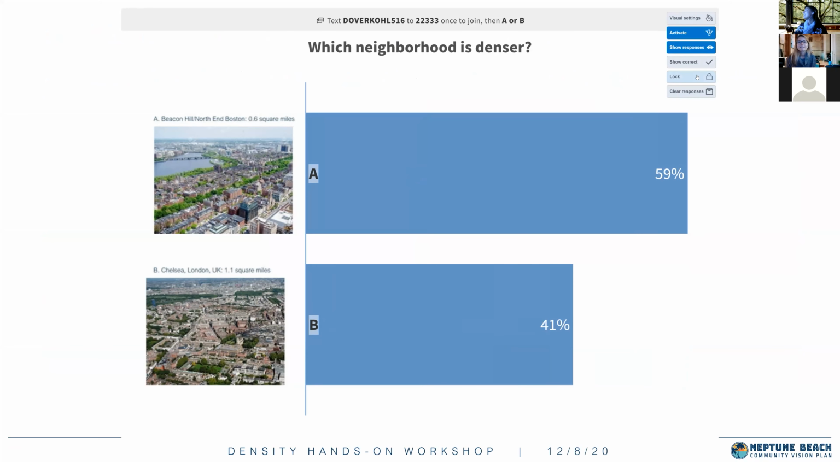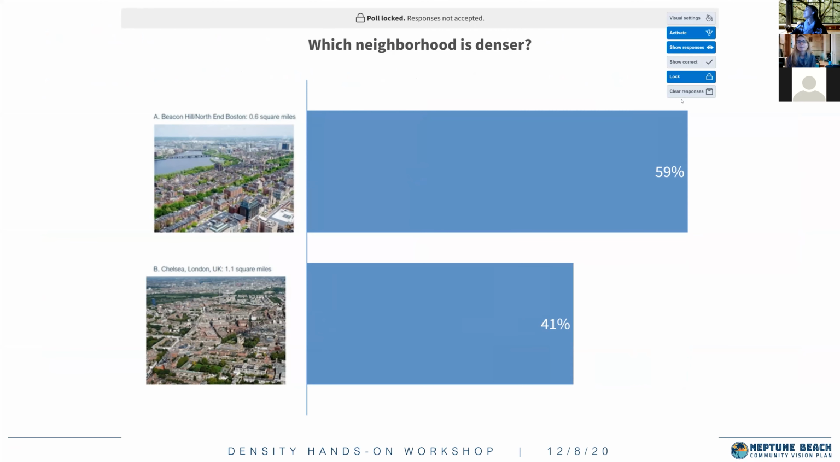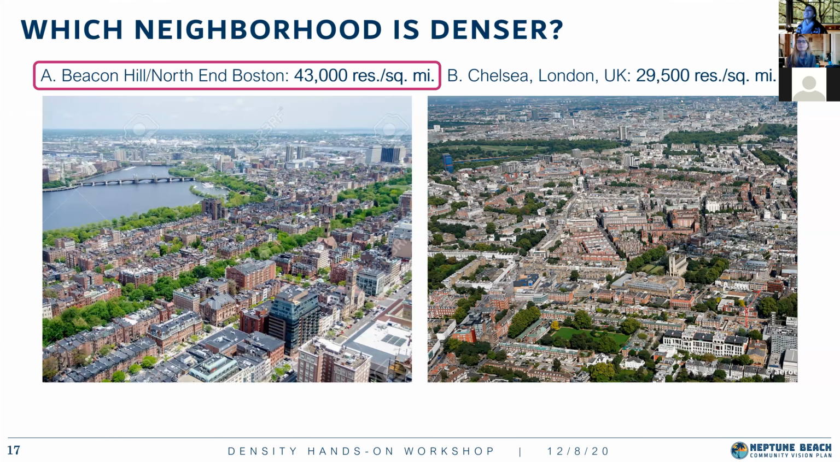Okay, I'm going to lock it now. And the answer is A, Beacon Hill, North End, Boston. All right, so I'm not surprised to see that it was almost 50-50. If anyone has ever been to either of these neighborhoods, they actually feel almost identical in their scale. They have a lot of walk-up apartments and townhouses, but also some really nice parks and public spaces. So I expected them to be a little bit closer.